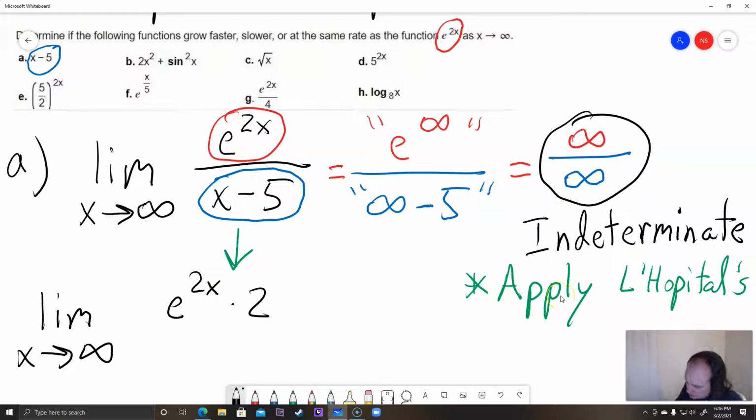Okay, so that's our numerator, and then our denominator is going to be the derivative of x minus 5. Well, the derivative of x is 1, and the derivative of negative 5 is 0, because negative 5 is a constant. So in our denominator, we're actually just going to have 1 now. Okay, so what we've got here is e to the 2x times 2 all over 1.